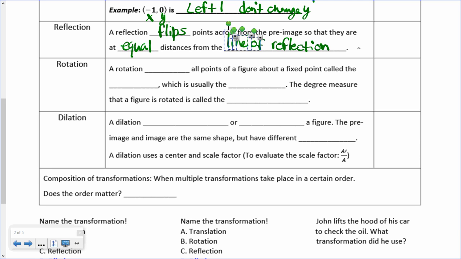What do you think I was going to say? Line of best fit. Oh no. Hate trying to look at that. That's okay. The line of reflection.